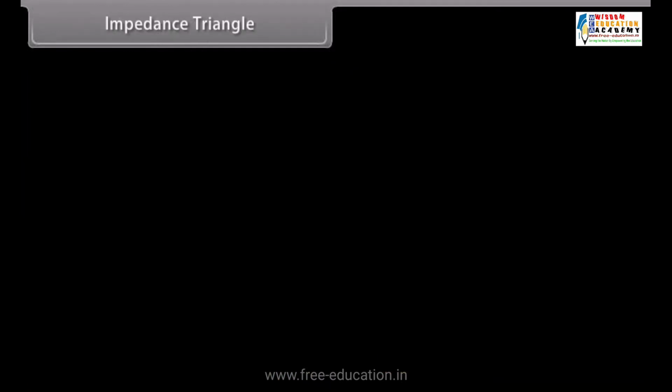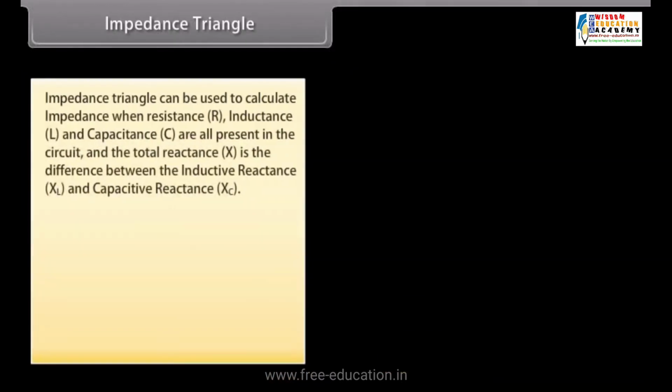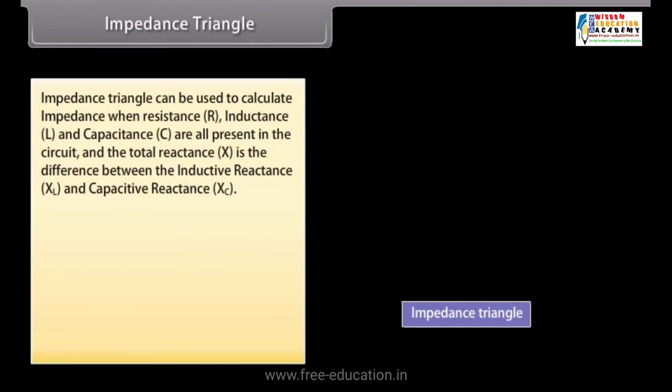Impedance triangle. Impedance triangle can be used to calculate impedance when resistance, inductance, and capacitance all are present in the circuit, and the total reactance is the difference between the inductive reactance and capacitive reactance. Z is equal to under root of R square plus (XC minus XL) square.